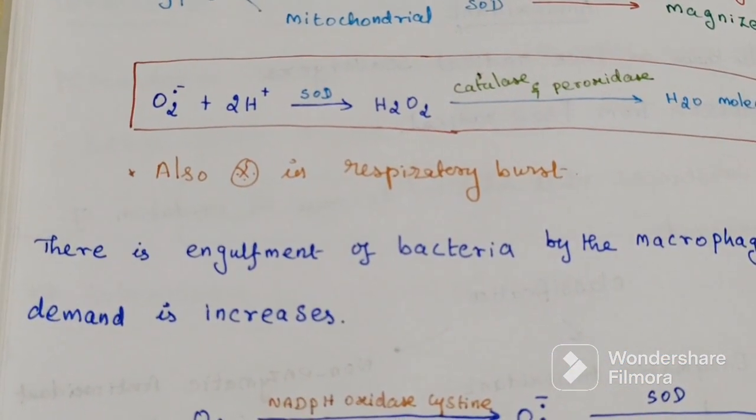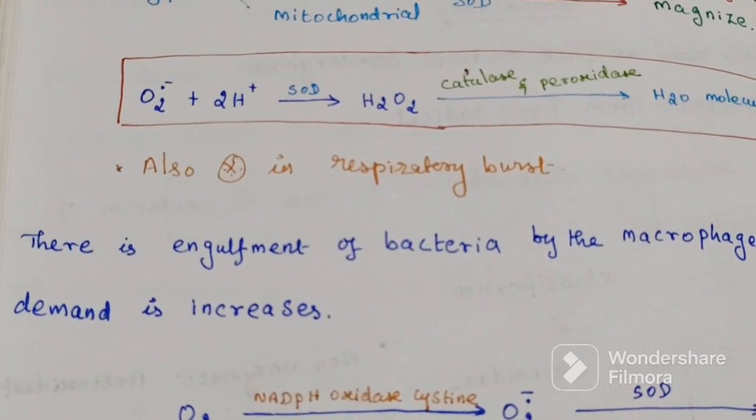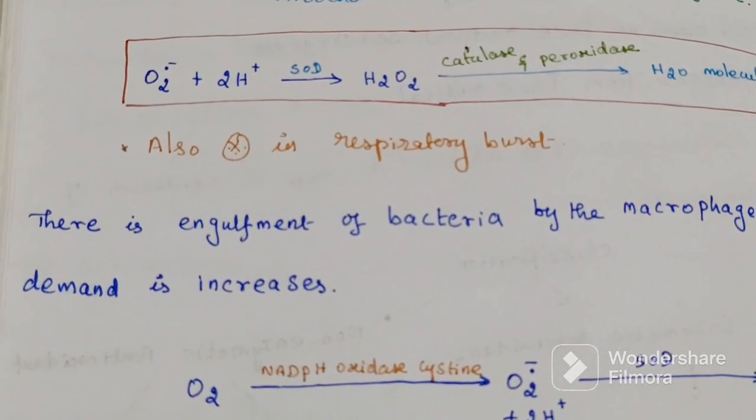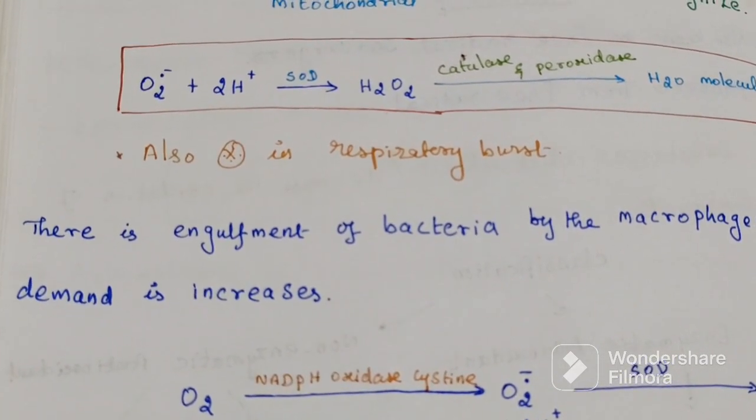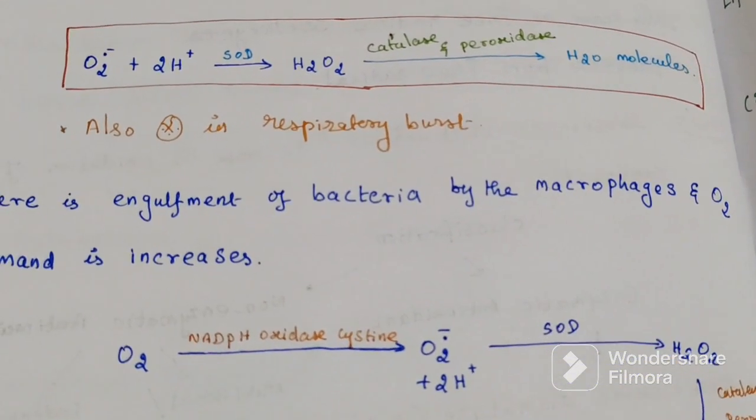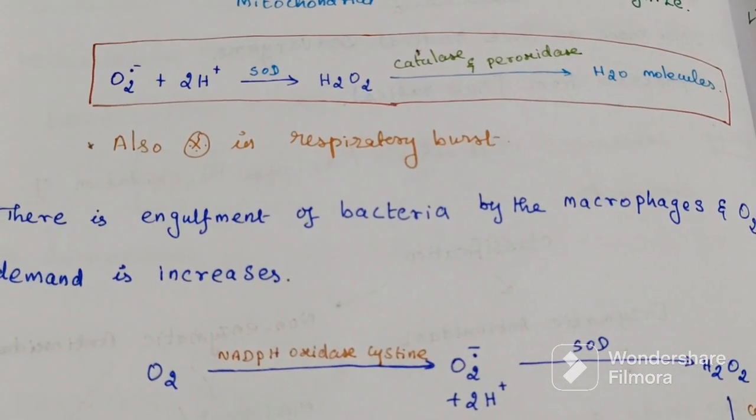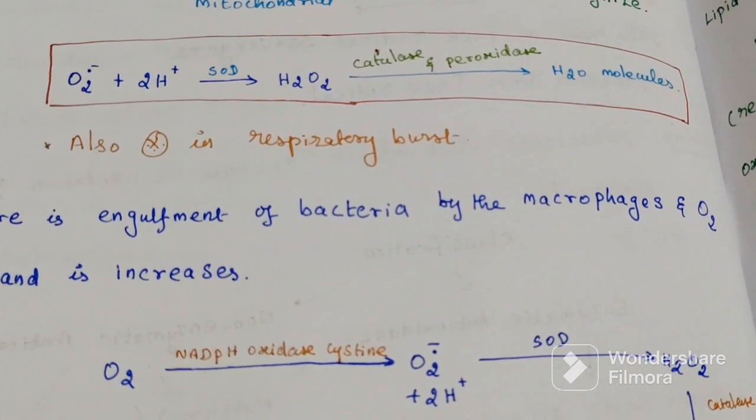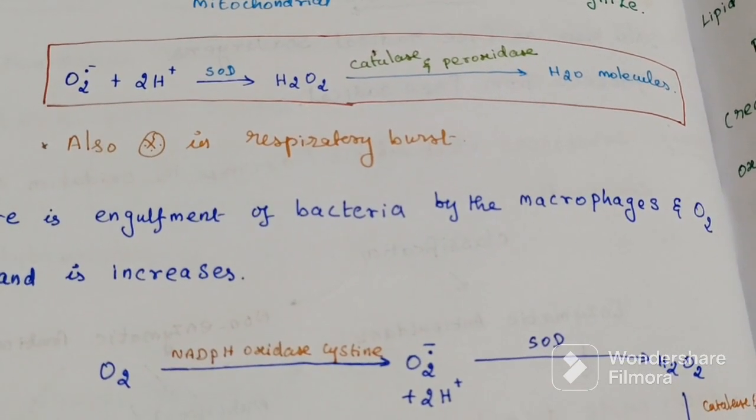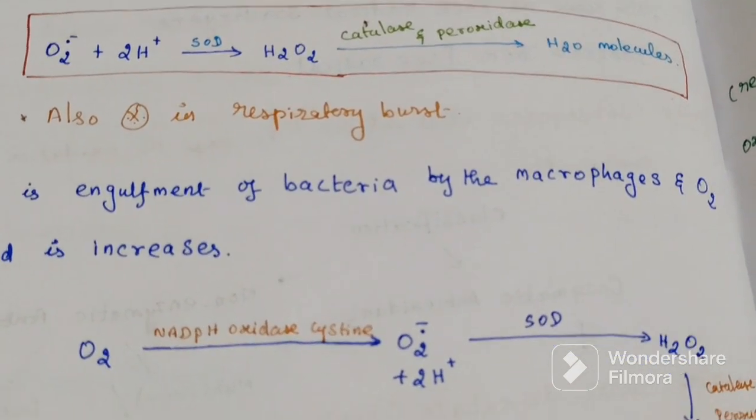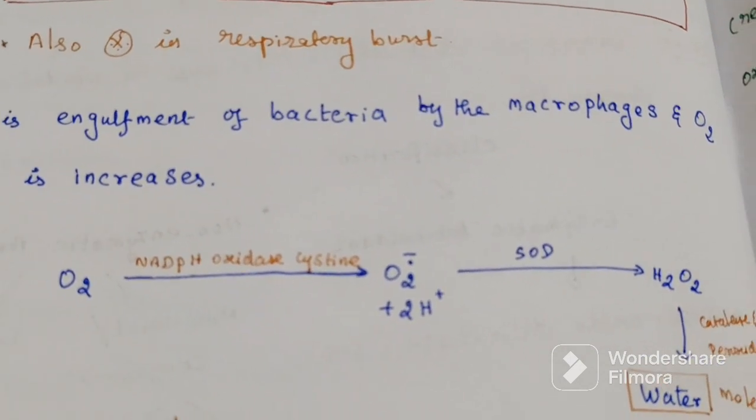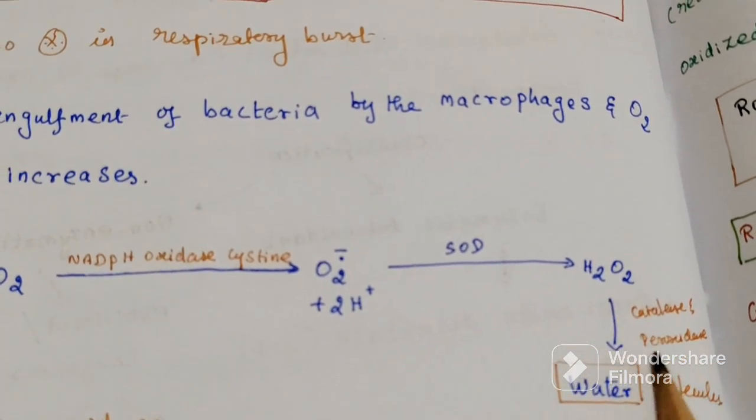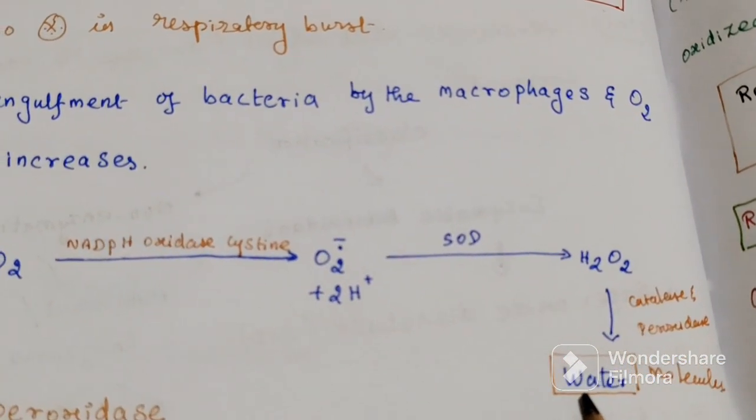It is also important in the respiratory burst. There is engulfment of bacteria by the macrophages. Oxygen demand increases. In this, oxygen is converted into superoxide radical with the help of NADPH oxidase. It will be converted into hydrogen peroxide. Then in the presence of catalase and peroxidase enzyme, it will be converted into water molecules.